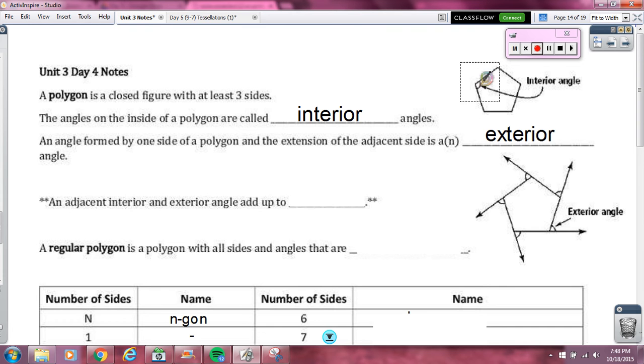Here's an interior angle, and then by extending one of the sides of this pentagon here, we're forming an exterior angle. If you notice, the exterior angle I'm pointing to and the interior angle that I'm now pointing to form a linear pair, so they should add up to be 180 degrees. And a regular polygon is a polygon where all the sides and angles are congruent.